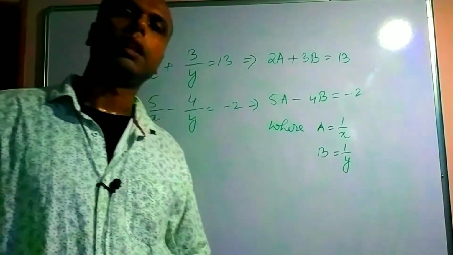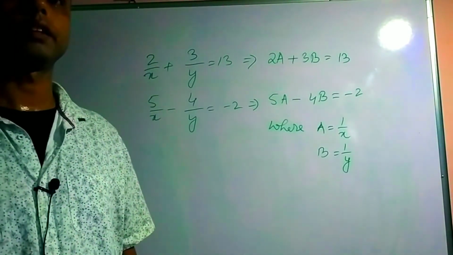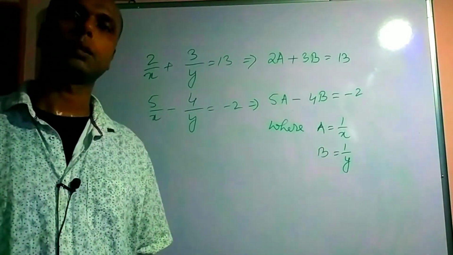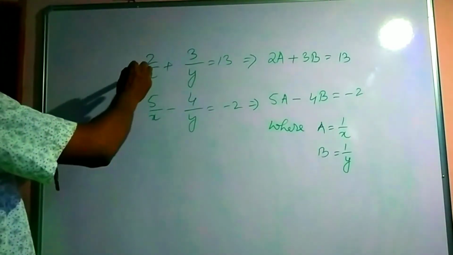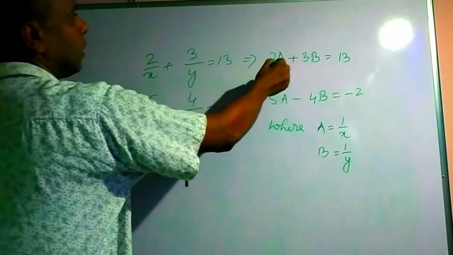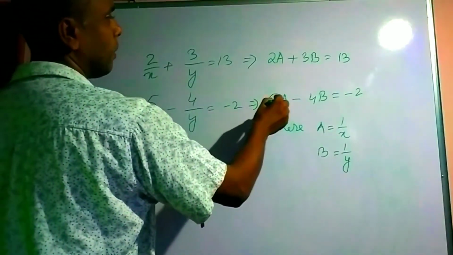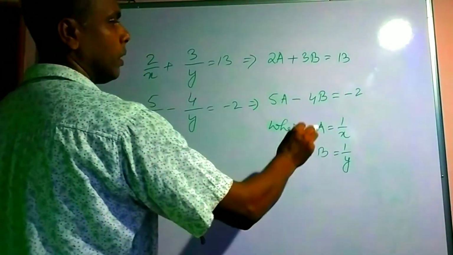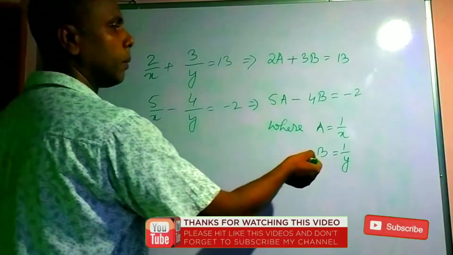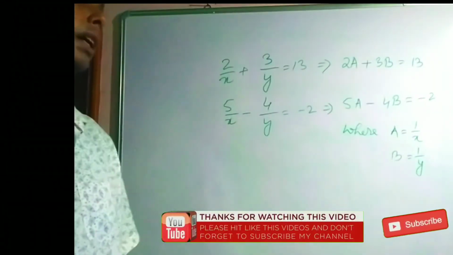In several cases, mathematical representations are not linear, then we alter them to give a linear expression. In such case, what we do is 2 by x plus 3 by y equal to 13. We write it 2a plus 3b equal to 13. 5 by x minus 4 by y equal to minus 2. We write it 5a minus 4b equal to minus 2, where we alter the position of 1 by x, and we find out the value of a and b, and later we can find out the value of x. So we write a equal to 1 by x and b equal to 1 by y.